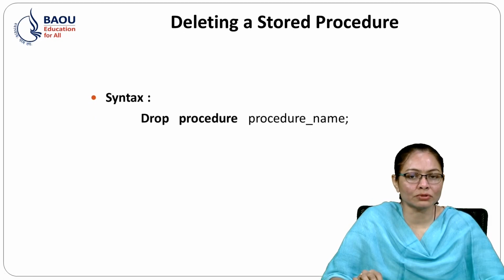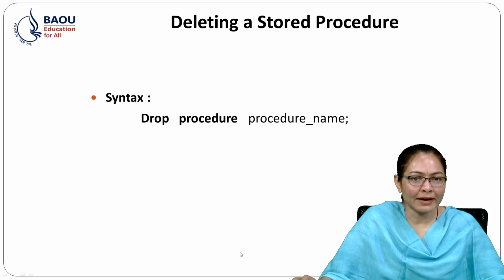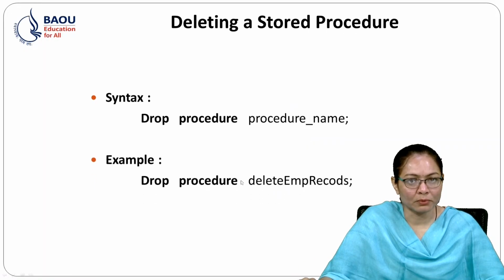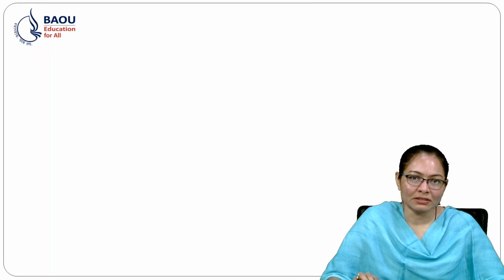Now, how to drop the stored procedure? When we want to delete or drop the stored procedure, we use the drop command. How to write the drop command? Drop procedure and then procedure name. For example, like drop procedure delete employee record. See, delete employee record is the procedure which is dropped permanently. When this command is executed successfully, then it displays the output like procedure dropped.